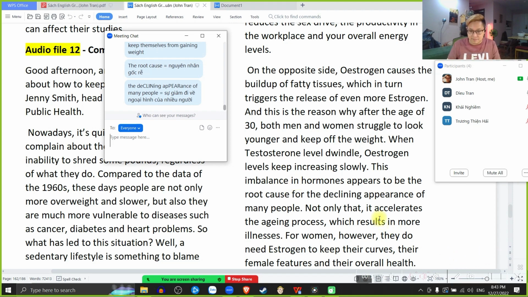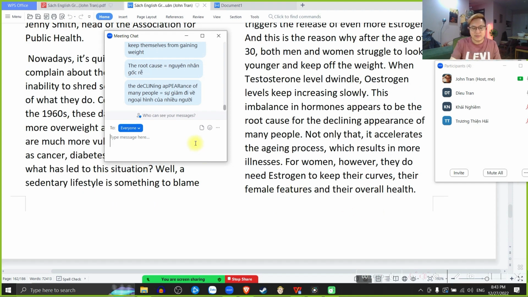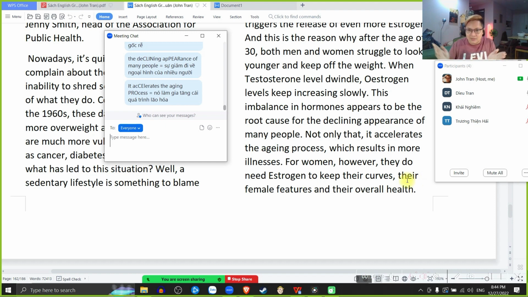Not only that, it accelerates the aging process, which results in more illnesses. For women, however, they do need estrogen to keep their curves.